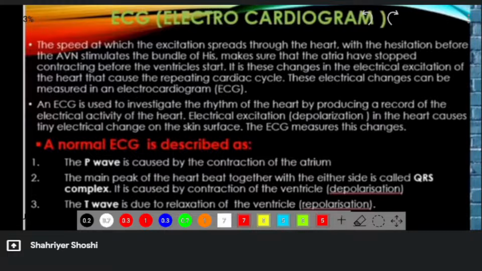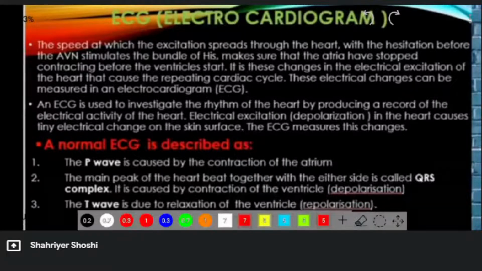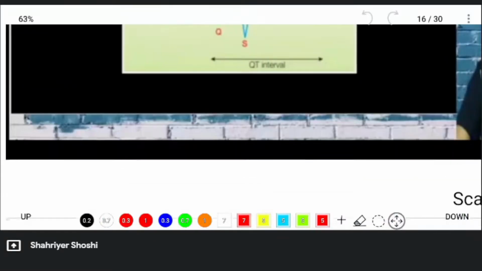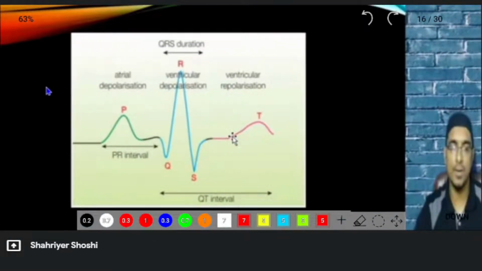A normal ECG is described as follows. The P wave is caused by the contraction of the atrium. The main peak of the heartbeat, together with either side, is called the QRS complex. It is caused by the contraction of the ventricle, depolarization. The T wave is due to relaxation of the ventricle, that is repolarization. So, P wave, QRS complex and T wave. You can see all of them, right?